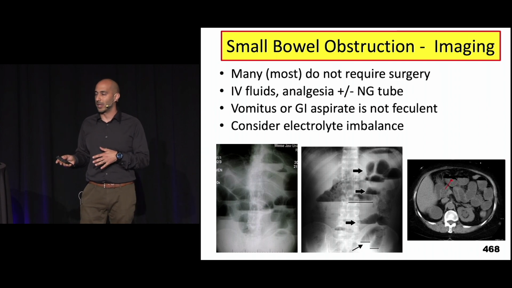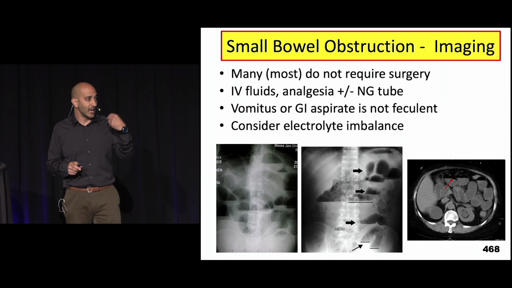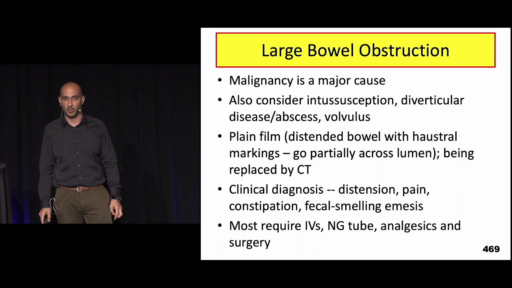In general, we give these people IV fluids, analgesics. If they're actively vomiting, then an NG tube is warranted as well. Although I'll tell you, most surgeons want an NG tube regardless for most of these cases. I tend to give it only to the patients that are actively vomiting, and then the surgeon can have the discussion about shoving that NG tube in, because it is a pretty painful procedure.